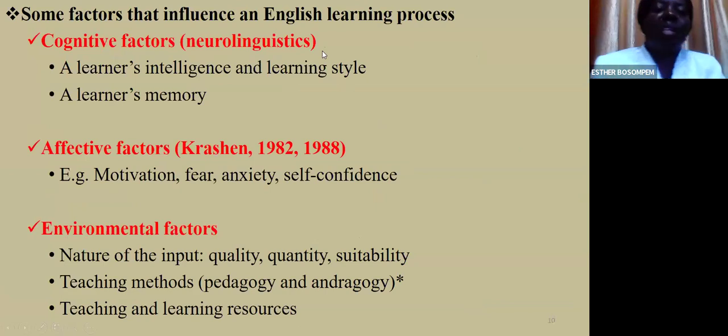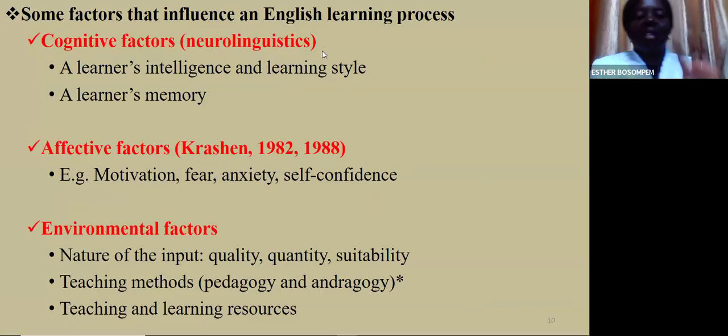Okay, so these are a few things, and as usual, many of them have been shared. So I've just divided them into 3 main points. Cognitive factors, and that one can lead us into neuro-linguistics. It has to do with the learner's intelligence and learning style, as well as the memory.